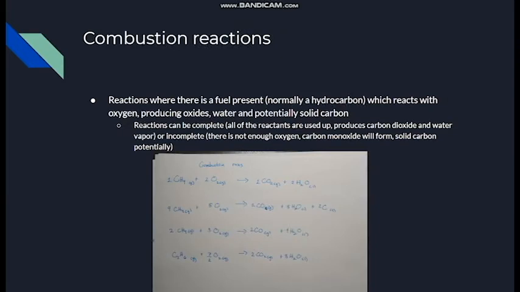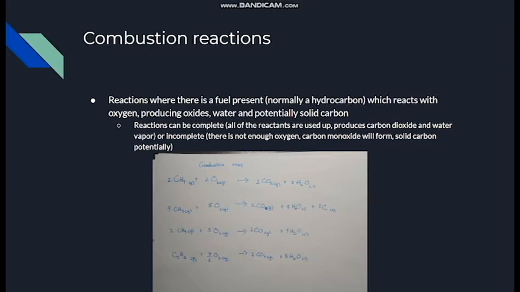Alright, now taking a look at combustion reactions. Combustion reactions are where the reaction has a fuel present. This is normally a hydrocarbon, which reacts with oxygen, producing oxides, water, and potentially solid carbon as well. Now, these reactions can be complete, where all of the reactants are used up and it only produces carbon dioxide and water vapor, or incomplete, which means that there's not enough oxygen and carbon monoxide will form and potentially solid carbon as well.